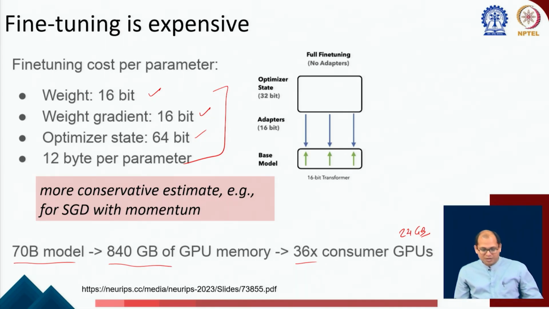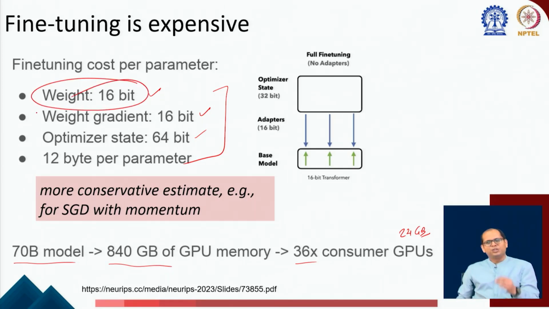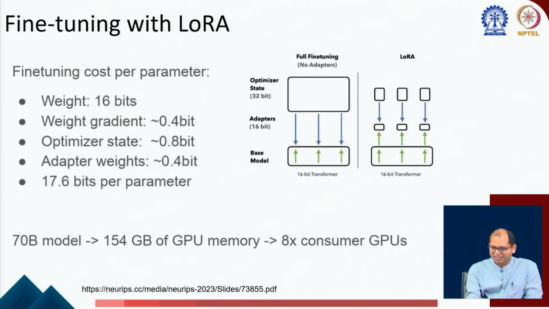Right. Now what happens if I use LoRA? When I use LoRA in fine tuning, this will not change. You still will have the same weights. What will change are these, and they showed that you can have 16 bits. You still have 16 bits for that. This will be reduced by a lot, 0.4 bits, 0.4 bits, 0.8 bits. So total you have 17.6 bits per parameter, roughly, let's say 2.2 bytes per parameter, right?